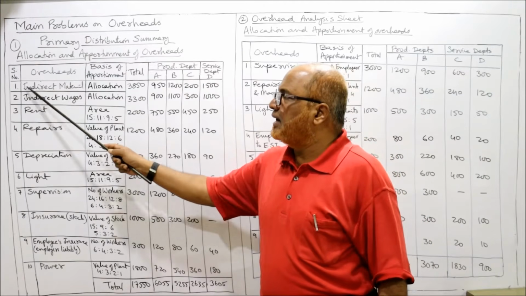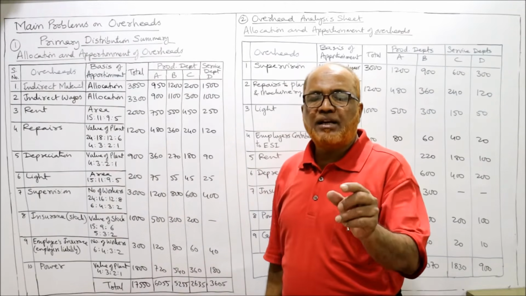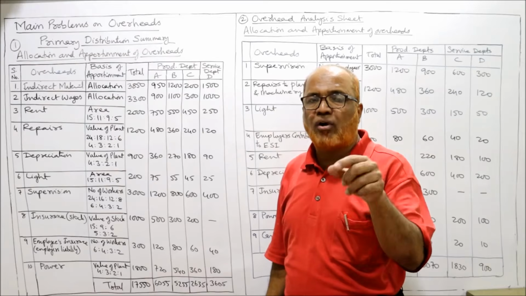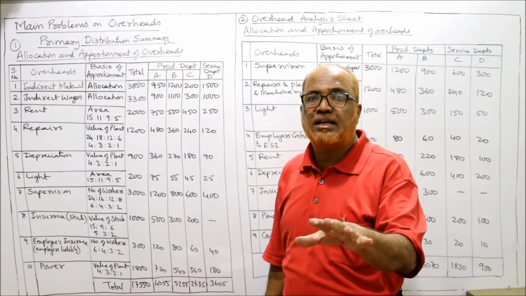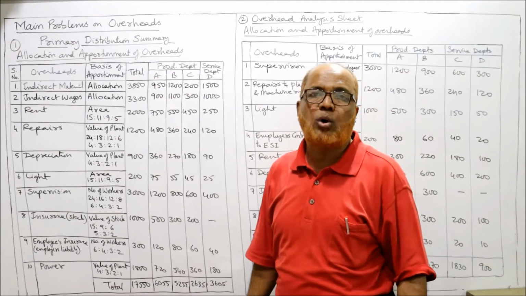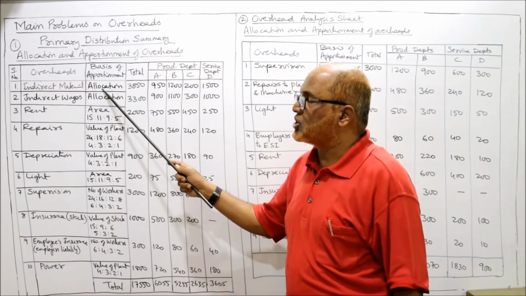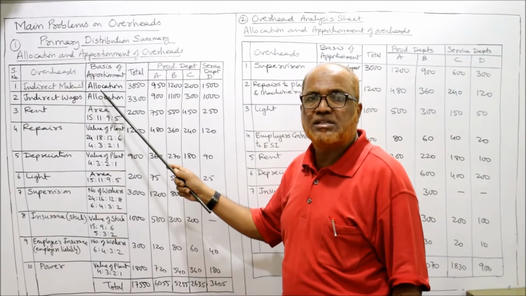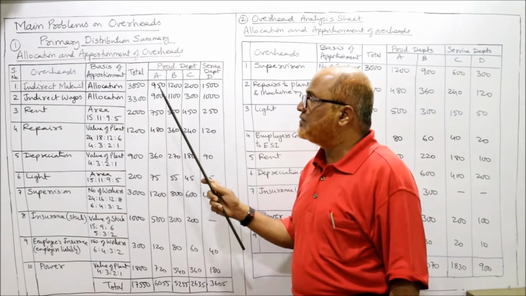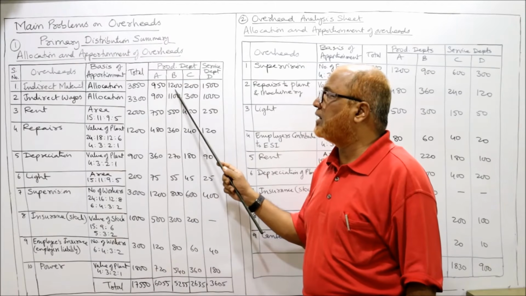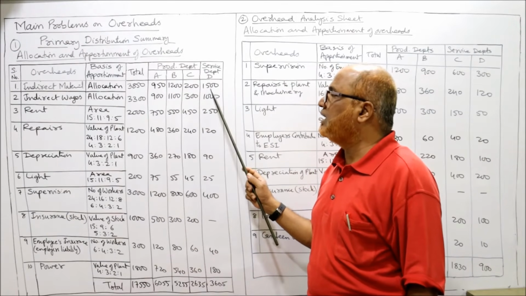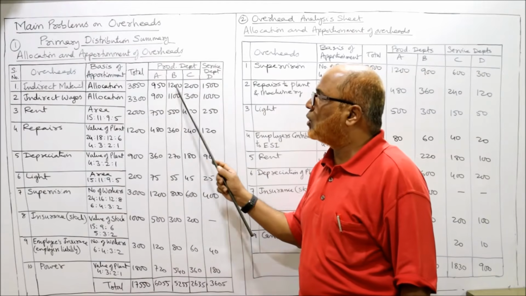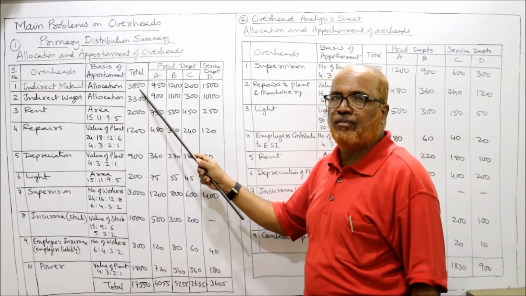Now first we'll take indirect material. Indirect material is given specifically for each department separately. No need of any apportionment. So there is allocation, not apportionment. Specifically it is given 950 for A, 1200 for B, 200 for C and 1500 for D. We have taken the total of these, it comes to 3850.